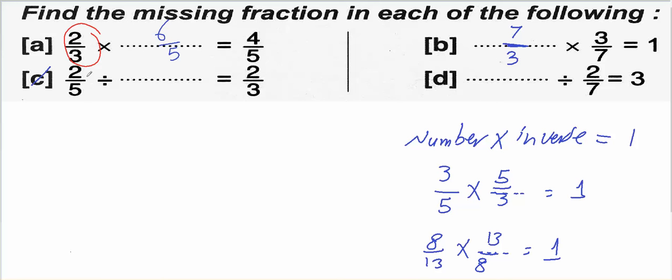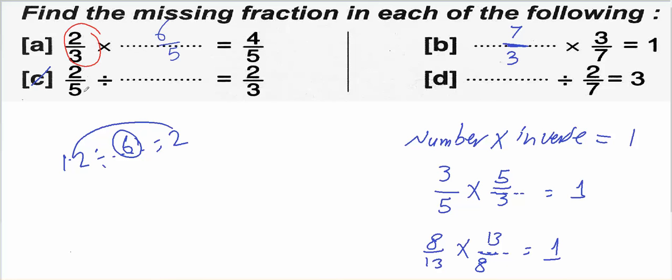Letter C, 2 over 5 divided by space equals 2 over 3. Example: 12 divided by space equals 2. You can ask yourself, 2 times what equals 12? You can say 2 times 6. Or you can get 6 by dividing 12 by 2 equals 6.